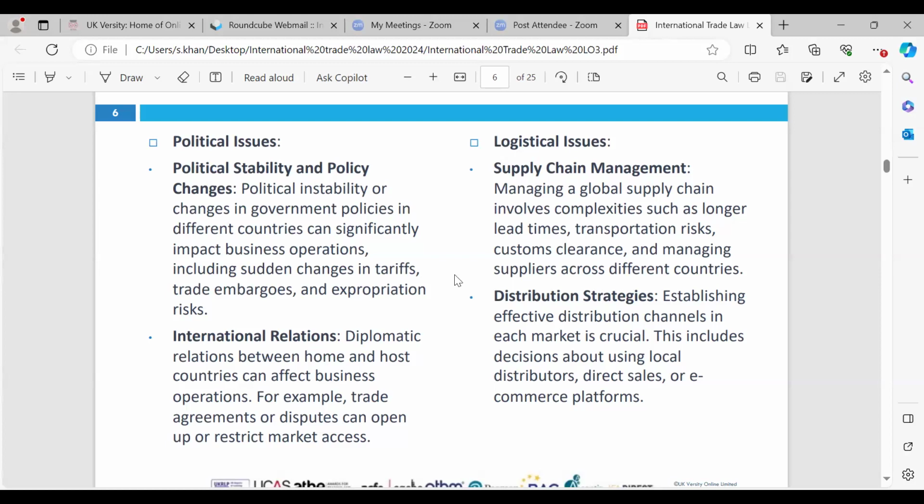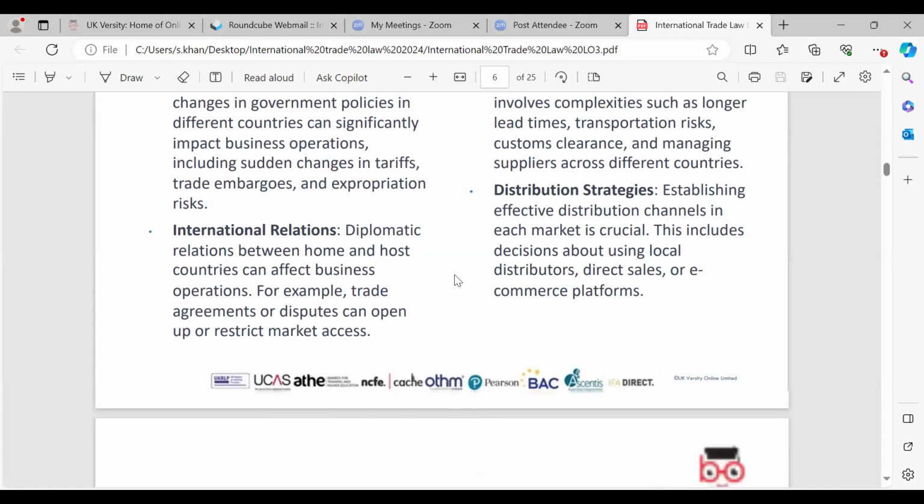So these issues need to be taken into account when identifying if you want to trade globally with a different country. Political issues, logistical issues, international relations, cultural relations, these all need to be taken into account.